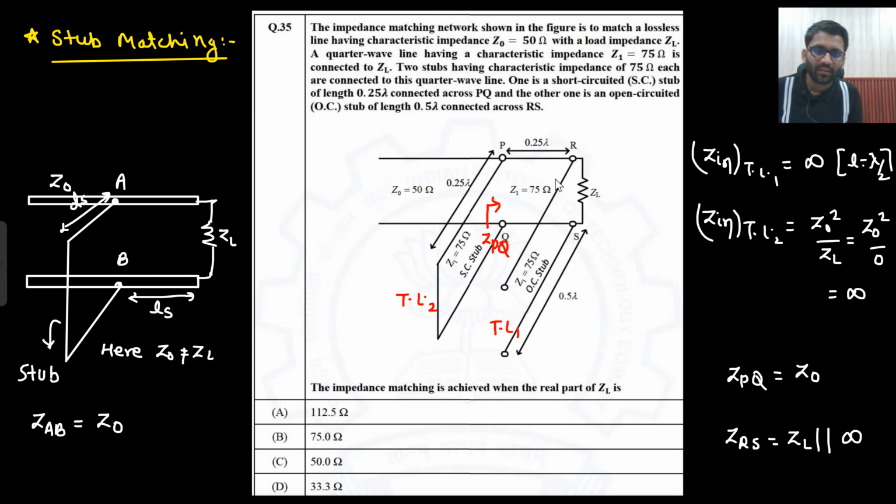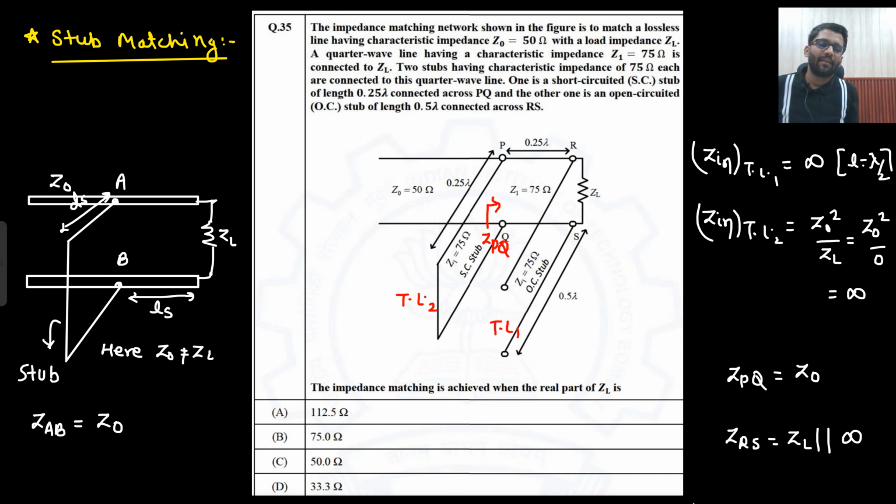Now because of this lambda by 4 line, what will be the ZPQ? So ZPQ will simply be Z1 square divided by ZL. Are you getting this point? This stub is giving me open circuited, this stub is also giving me open circuited. So there is no use of this stub, only this lambda by 4 line is there.